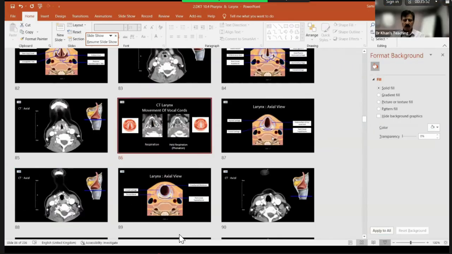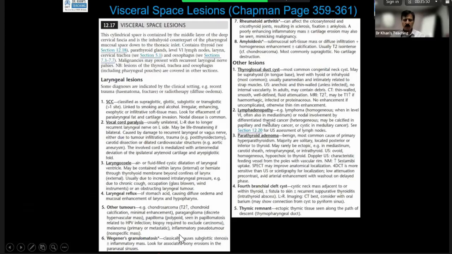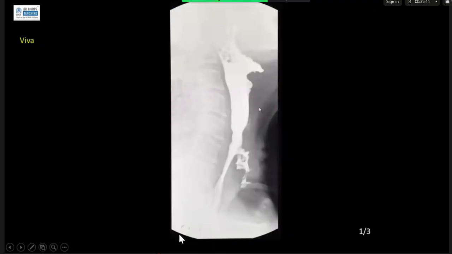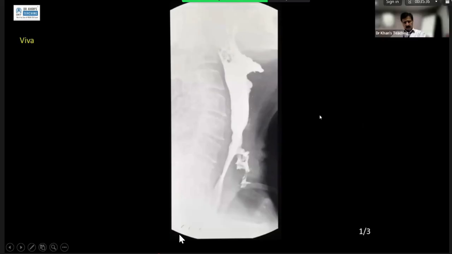Can you see visceral space lesions? Chapman slide is in. You can see this. Yes, sir. Okay, so this is a case for you. Over to you. Okay. This is a lateral image of a barium study.